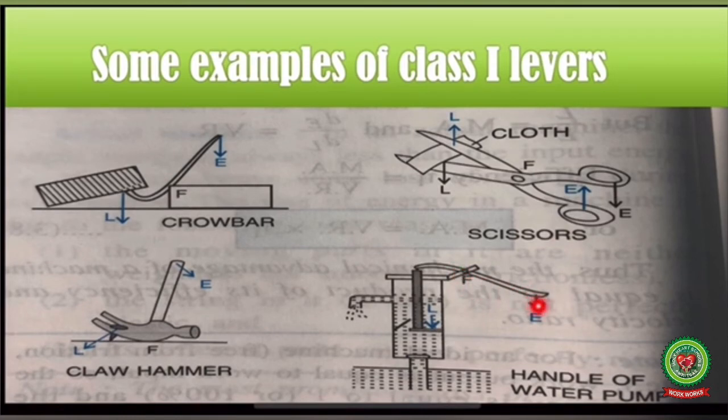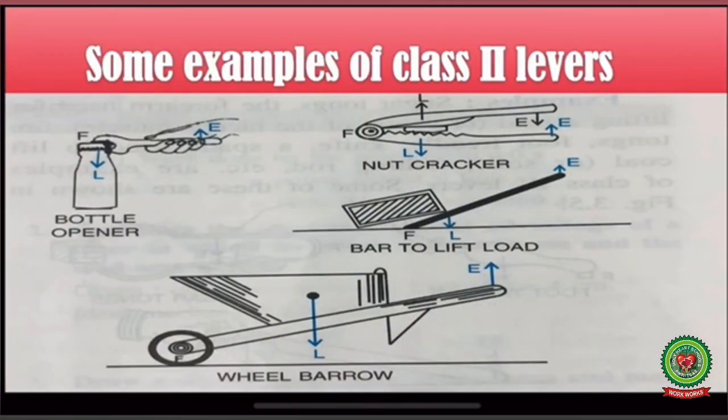Here we are applying the effort and this is the load, that is groundwater. So load is this side. Here we have effort. Fulcrum is in between load and effort. So this is an example of class 1 lever. Let us now discuss some examples of class 2 levers.